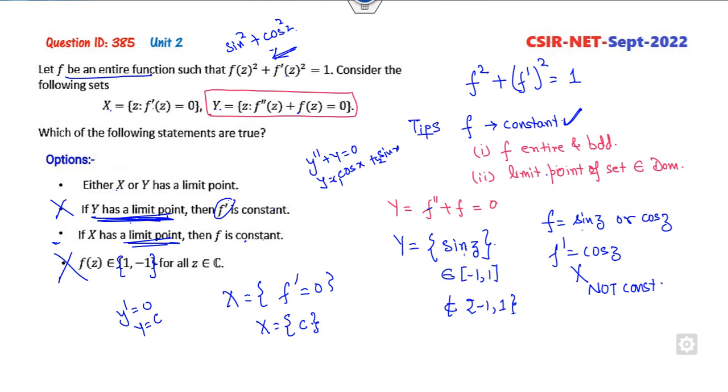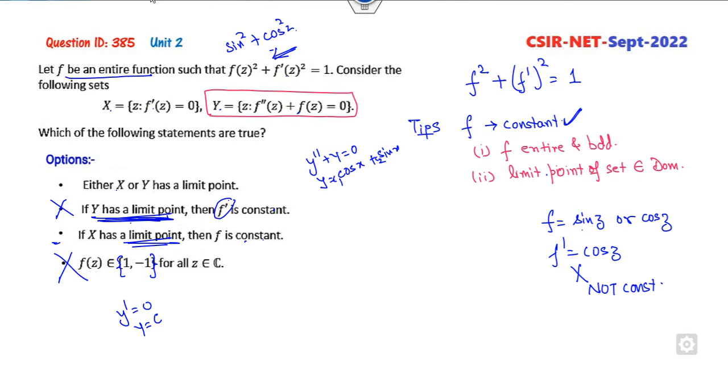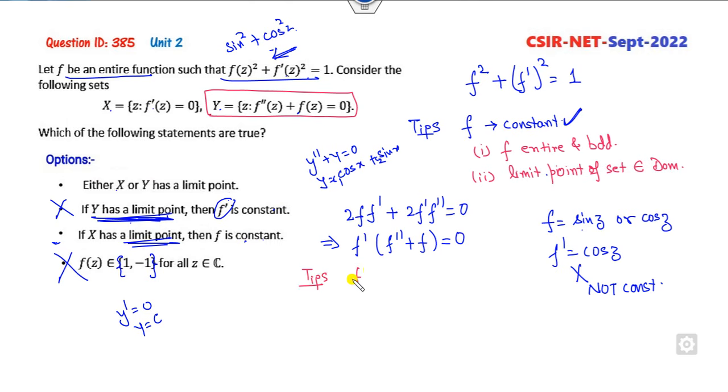Now how can you prove that? That's also very simple. So look at this given statement. What is given to you here? I can differentiate them. 2f f dash is 2f dash f double dash, which is my 0. So 2 will be cancelled out, f dash common, f double dash plus f will be 0. Now remember, f is my entire function. Fine. What is the meaning of that? f dash, f double dash, also the entire function. f double dash plus f, also the entire function.